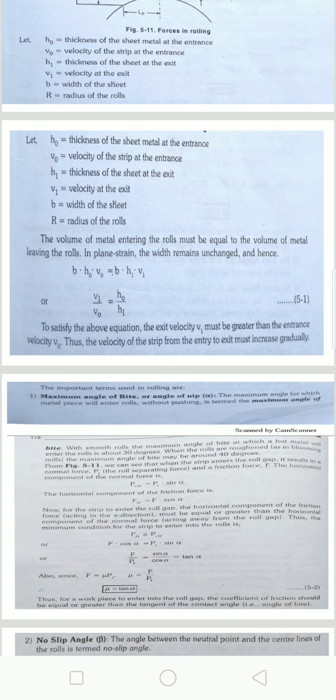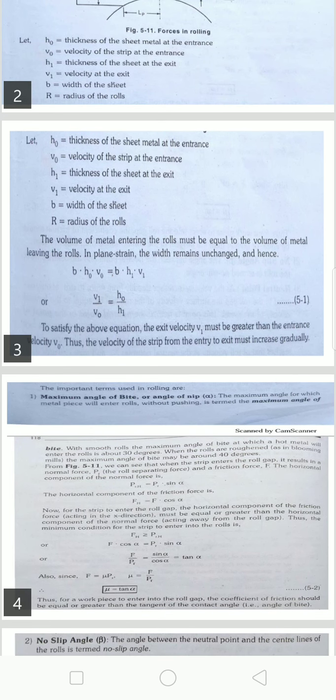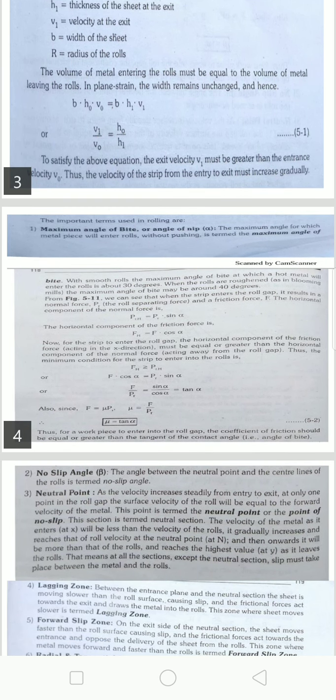Then coming to the neutral point: as the velocity increases steadily from entry to exit, at only one point in the roll gap the surface velocity of the roll will be equal to the forward velocity of the metal. That point is termed as the neutral point, or the corresponding section is termed as the point of no slip. This section is termed as the neutral section.